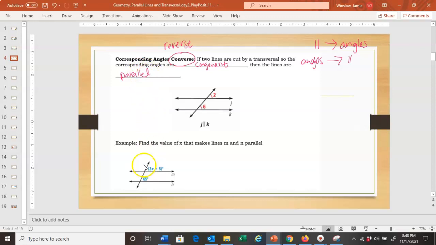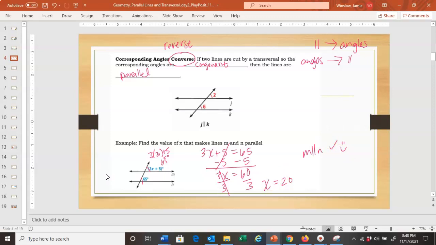So in this example, they want us to show M and N are parallel. Well, if they are, then we know these are going to be equal. So let's see. Minus 5, minus 5. If we get an x value that we plug in and they're equal, then we know the lines are parallel. So x is 20. Plug in the x, and you do get 65. So because we showed the angles are equal, we proved M is parallel to N.